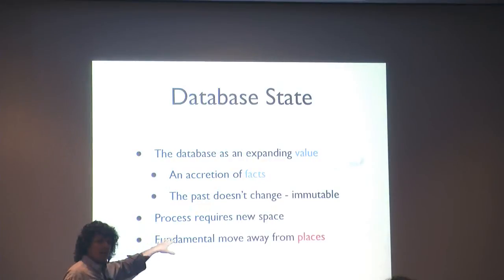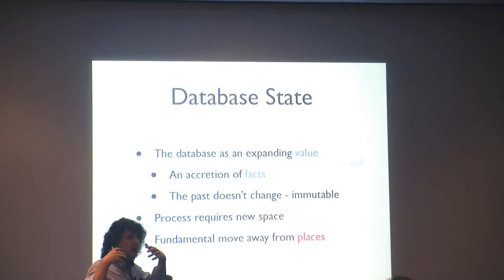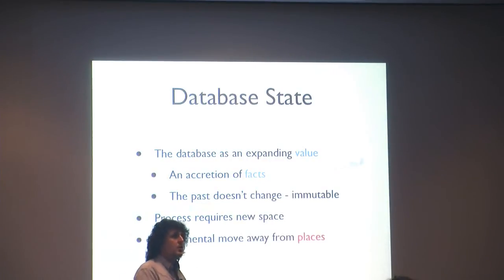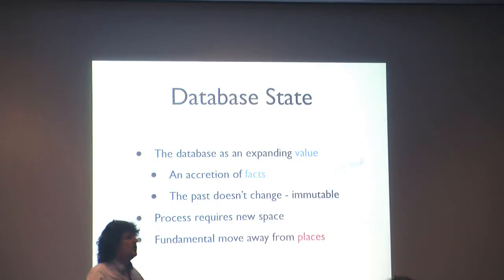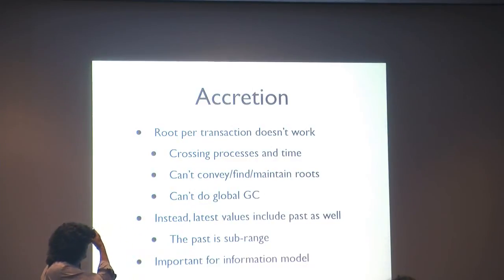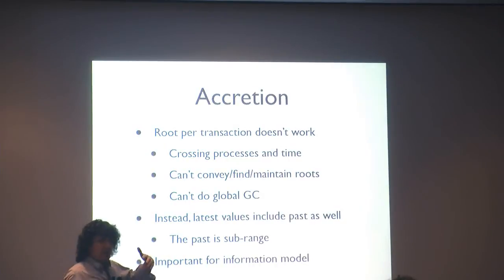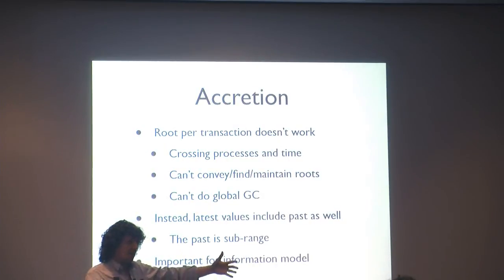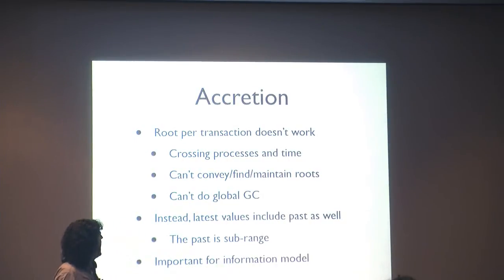So if you have process, change, and you're trying to build an information system, you should acquire new space to record new information and move away from using places. So how are we going to do this? This talk is just about a slice of Datomic, and it's about the idea of making an accumulating database, but also a little bit about how.